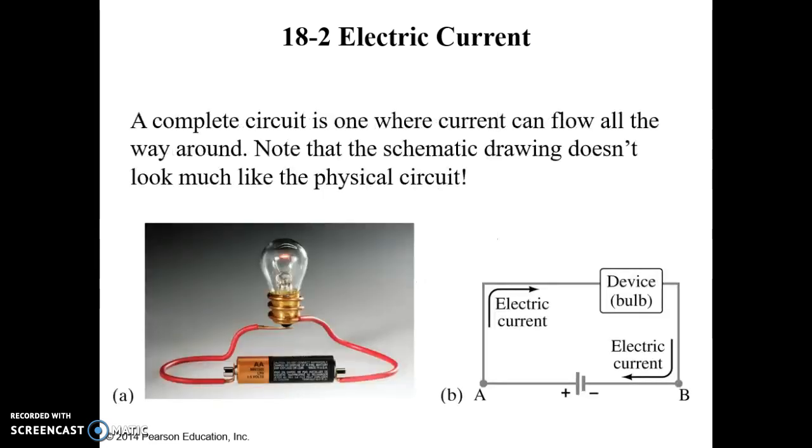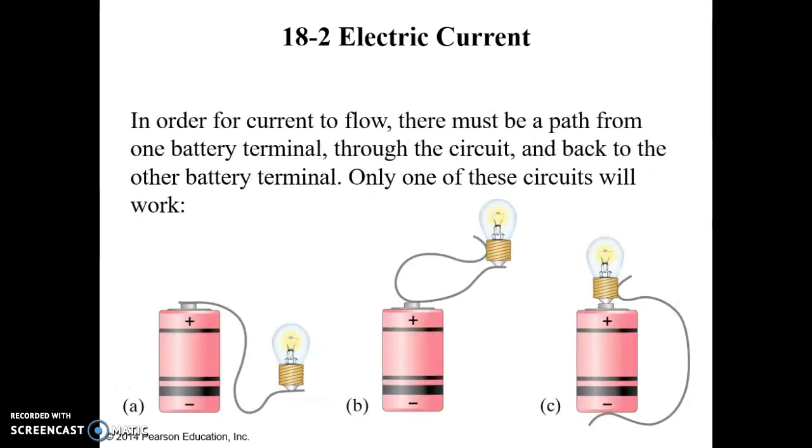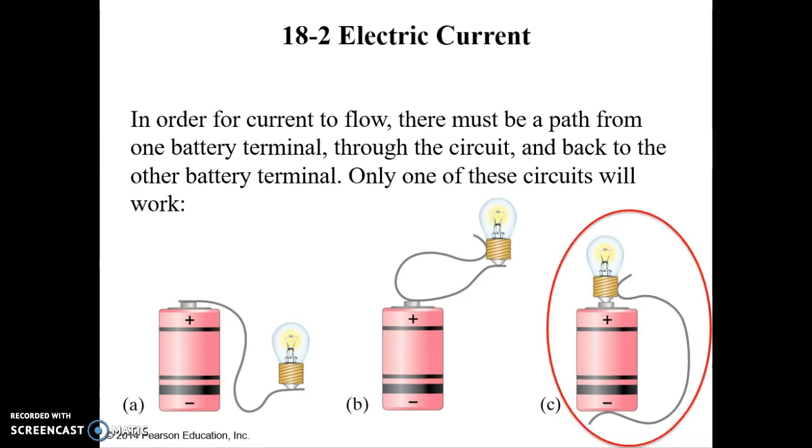A complete circuit is one where current, which is electrons, can flow all the way around in a closed loop. In order for current to flow, there must be a path from one battery's terminal, say the positive end, through the circuit and back to the other battery's terminal, which would be the negative end. Only one of these circuits will work. Can you guess which one? Correct, C. The last diagram is the only one that shows current flowing through a closed loop, including both terminal ends of the battery.